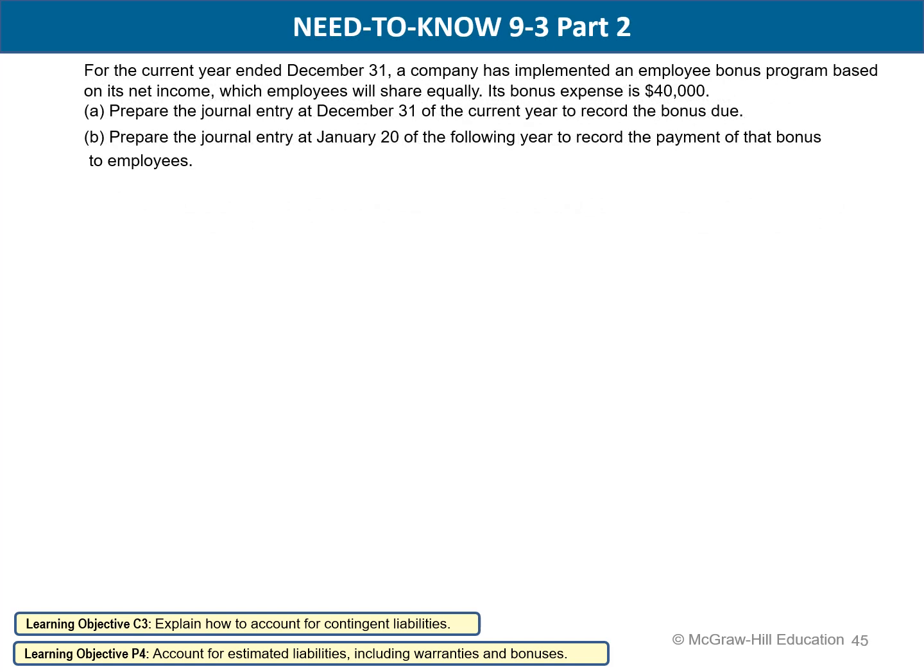All right, so for the current year ended December 31st, the company has implemented an employee bonus program based on its net income, which employees will share equally. Its bonus expense is $40,000. So prepare the journal entry December 31st to record the bonus due, and then the journal entry on January 20th to record the payment of that bonus expense.